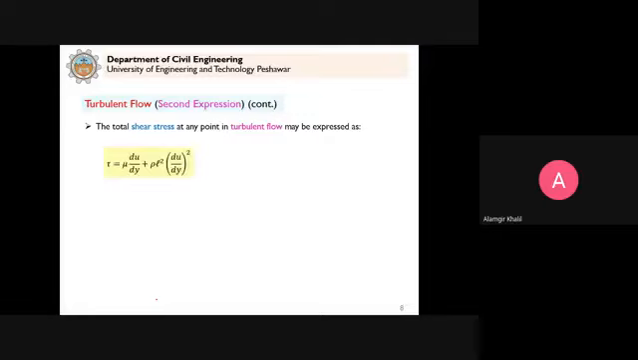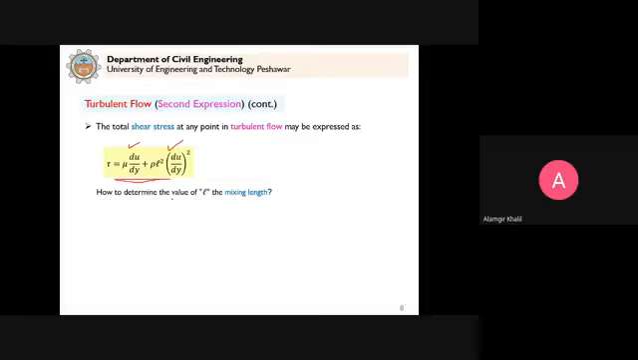So the total shear stress is now given by this expression here. So this is the laminar shear stress, and this is the turbulent shear stress. So the total shear stress can now be written in this equation form.